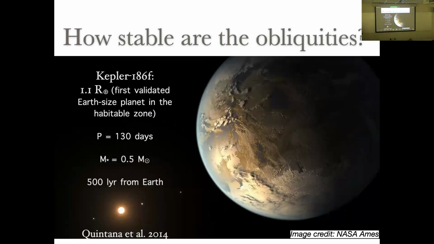Okay. So now, looking at these exoplanets, we started with Kepler 186f, which is the first validated Earth-sized planet in the habitable zone. We start with one particular planetary system to analyze the spin dynamics in more detail. So what is this system? This planet is orbiting around a low mass star, 0.5 solar mass, and the orbital period is shorter, 130 Earth days, and the whole system is not too far away, about 500 light years away from the Earth.